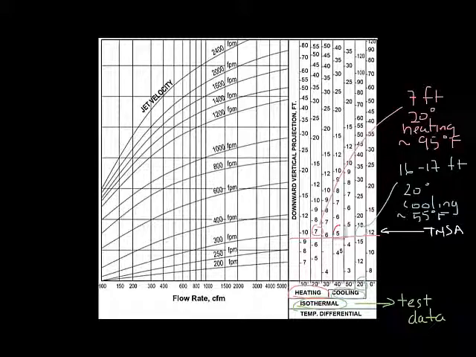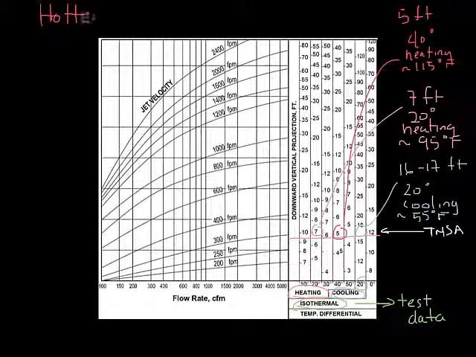One thing to notice is that making the air hotter, say a 40-degree delta T or 115-degree supply air, shortens the throw to only 5 feet. The hotter the air, the harder it is to get it into the occupied zone. This is why ASHRAE recommends no greater than a 15-degree delta T for heating.